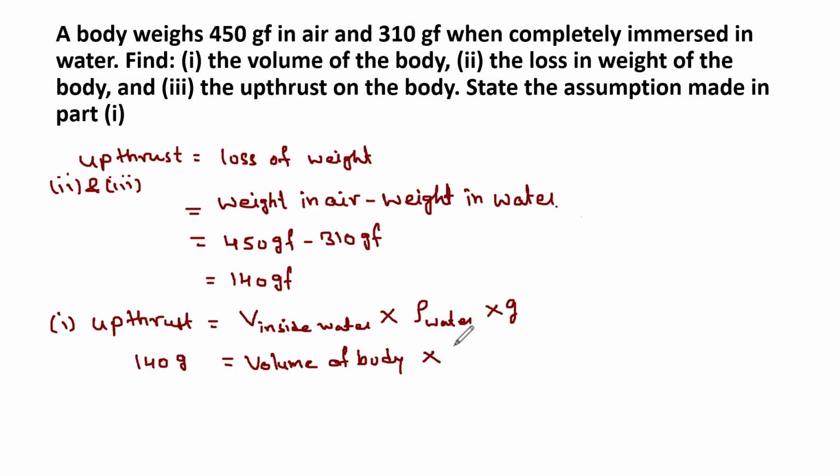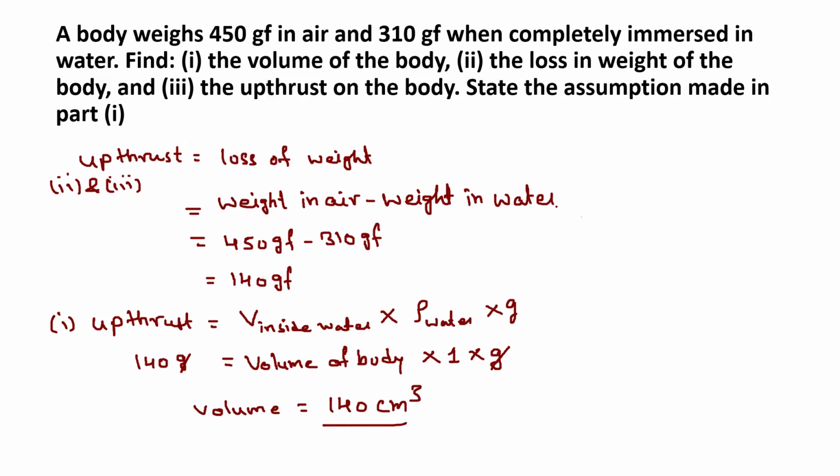Here you can see the weight and apparent weight are all given in gram force. It means they had mentioned mass in gram, which is a CGS unit. So for density, we will use density of water in CGS unit. Density of water is 1 gram per centimeter cube. So we will take the value 1 into g. This g and g will get cancelled. So we can say volume of the body is equal to 140 centimeter cube. This will be the final answer.